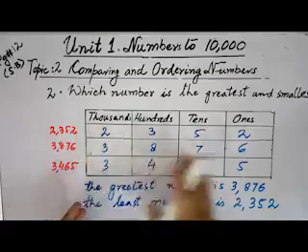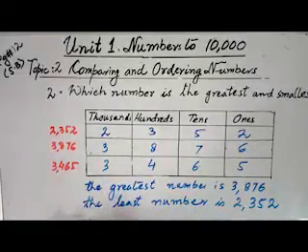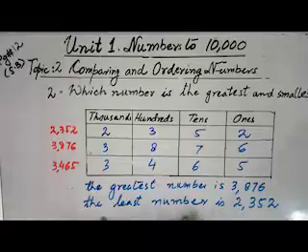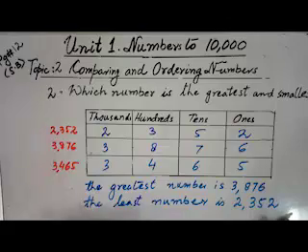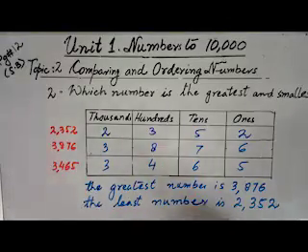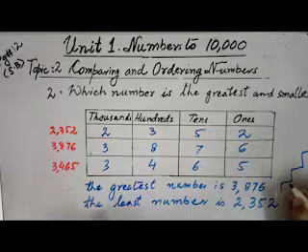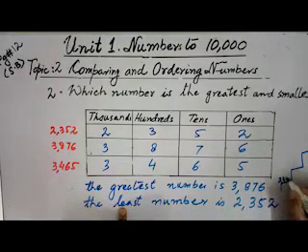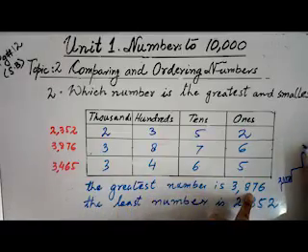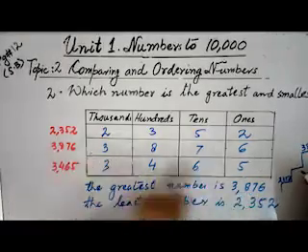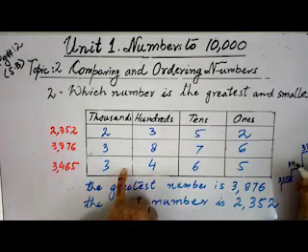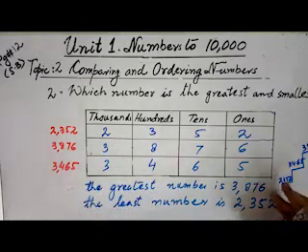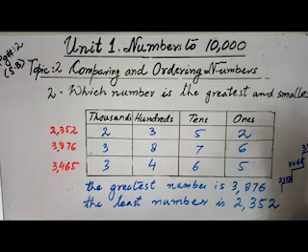So now we are going towards our objective, our target, ordering numbers. Now we will write them in order. If we are going towards ascending order, it means from the least number to the greatest number. This is ascending order, or you can say that stepping up the ladder. This is a ladder, and which number is the least number? This is 2,352, and the greatest number is 3,876, and the number in between them is 3,465. Ascending means you are stepping up the ladder, and descending means you are stepping down from the ladder.